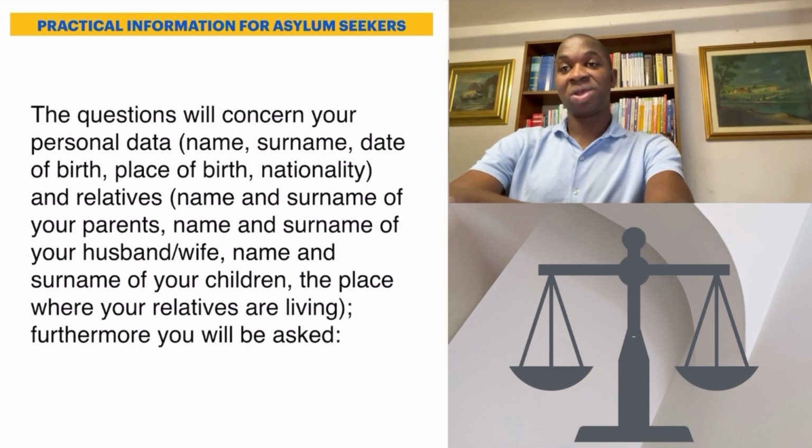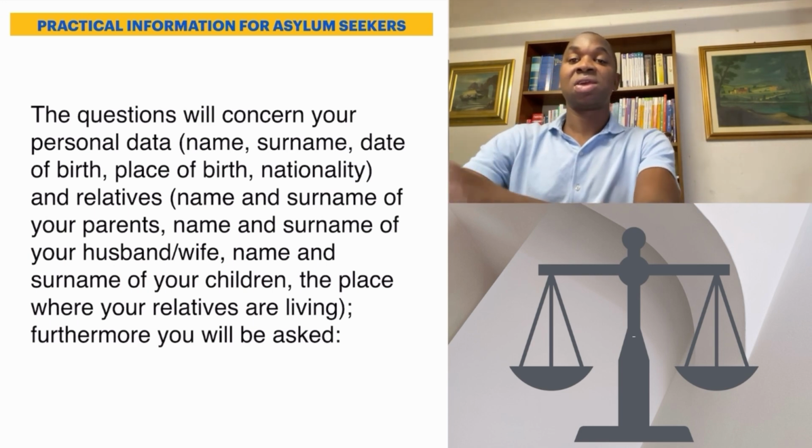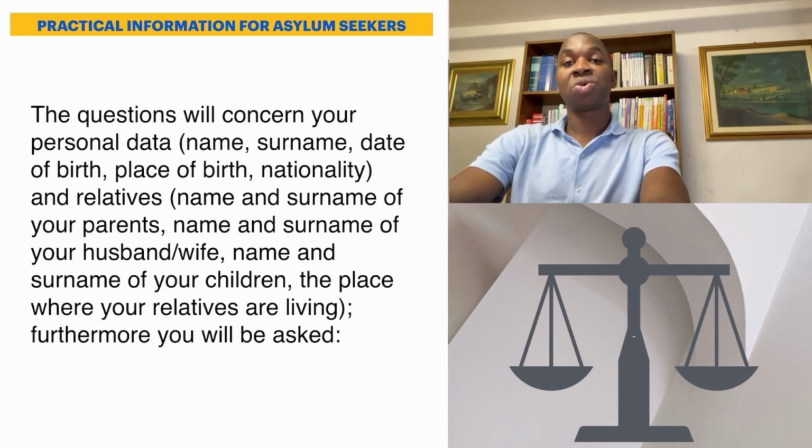The questions you are going to be asked, which I listed here, are: your personal data, name, surname, date of birth, place of birth, nationality and relatives, name and surname of your parents, name and surname of your husband or wife, name and surname of your children, and the place where your relatives are living. Furthermore, you will be asked other questions. So these are the basic and important questions that you will be asked.